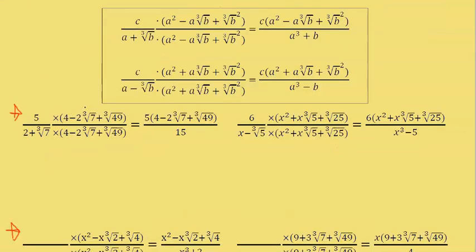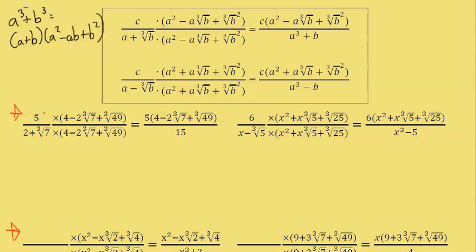Page 35. Now we have, instead of square roots, we're going to have cube roots. So we'll use the sum and difference of cubes formulas to conjugate these. Recall from your factoring unit that a cubed plus b cubed is equal to a plus b times a squared minus ab plus b squared.